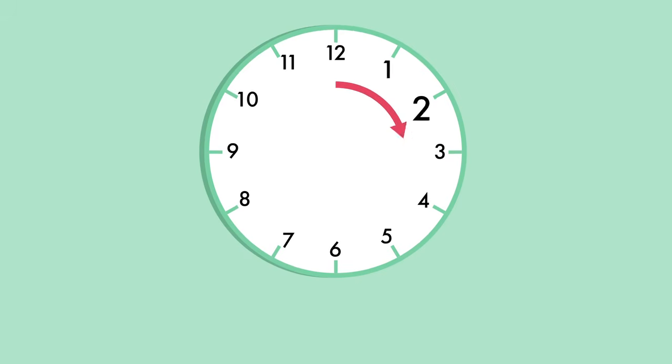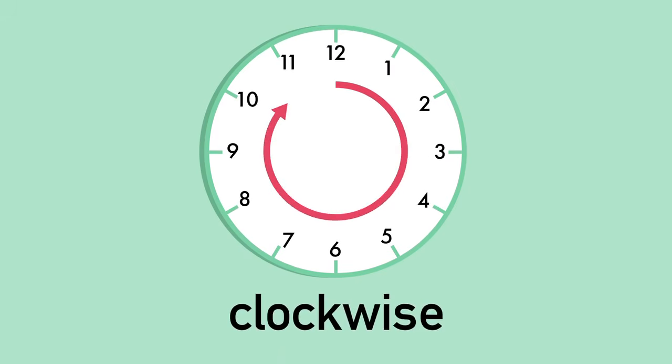So here we have a circle with 12 marks around it, representing 12 hours of the day. Most clocks have numbers next to these marks, allowing you to tell what hour of the day it is. You can see that 12 is listed at the top of the circle, followed by 1, then 2, then 3, and so on, all the way around the circle back to 12. As you can probably guess, time is tracked by the movement around these 12 numbers in order, from 1 to 12. This rotation direction is called clockwise.